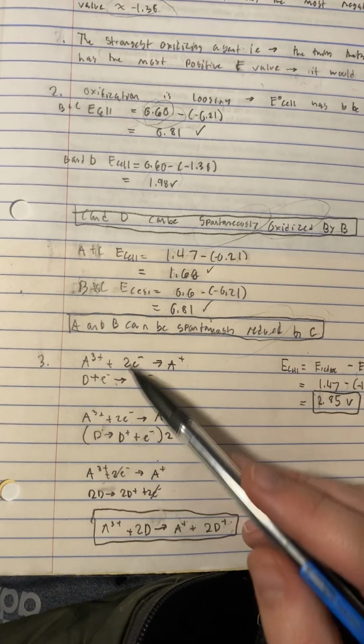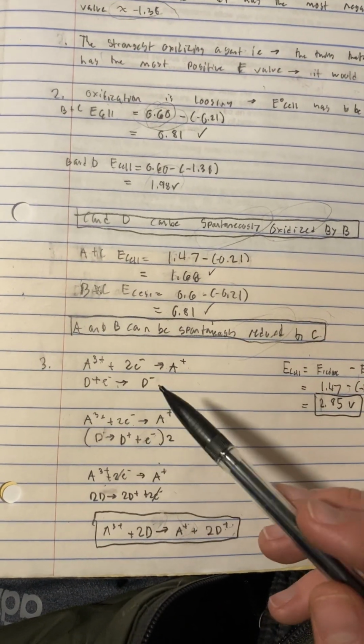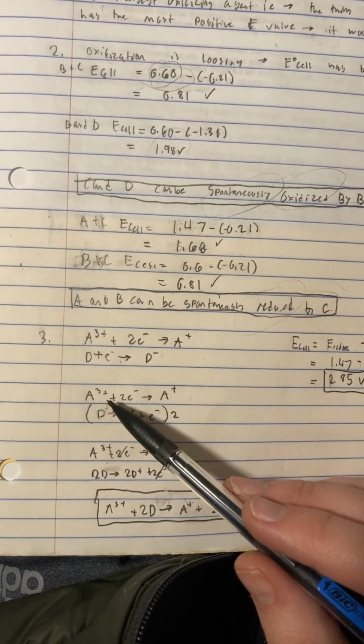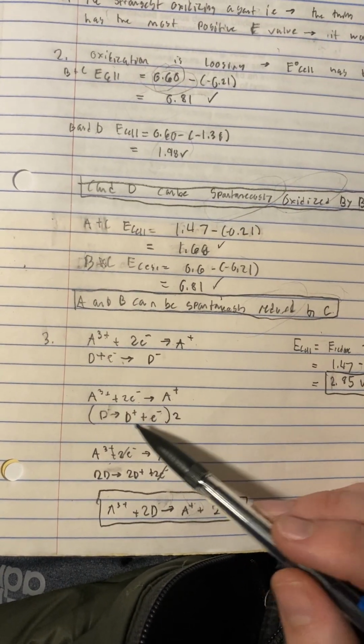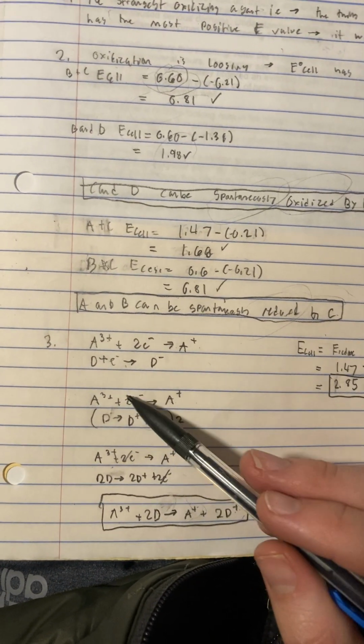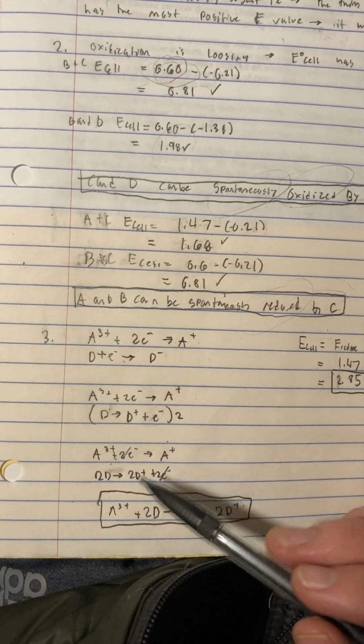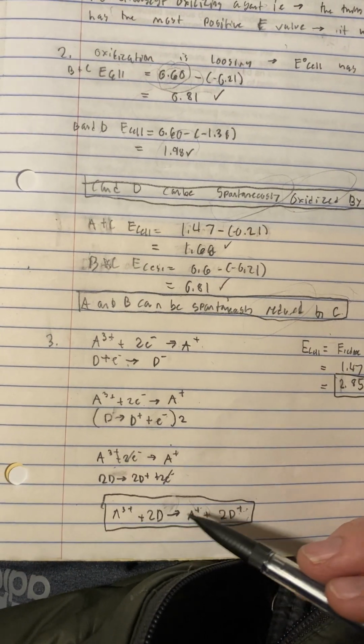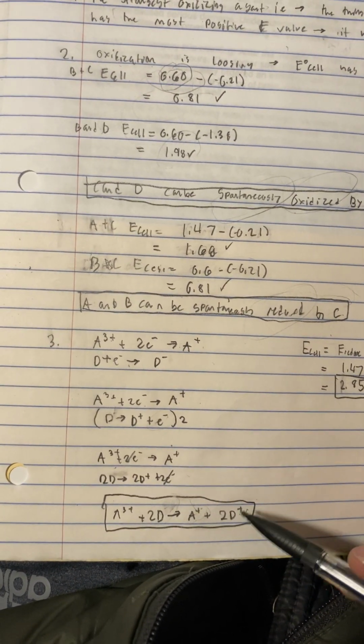Anyway, so these are the half reactions for A and D, and then these are rewritten here because they weren't written in the right format first. So A3+ plus 2e- is equal to A+, D goes to D+ and then e-. So multiply these by 2, so these e's cancel out, that's right here. And then A3+ plus 2D goes to A+ plus 2D+.